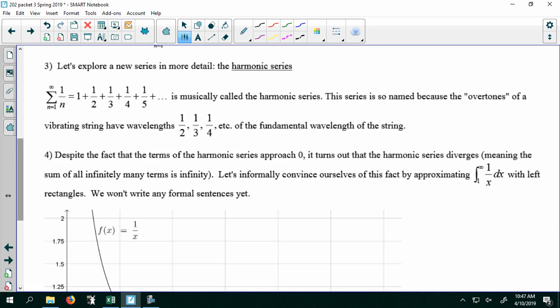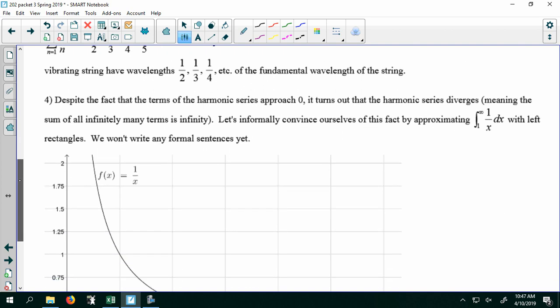All right, let's look at an example where the terms do approach 0. This is called the harmonic series. It's 1 plus a half plus a third plus a fourth plus a fifth. So the terms are going to 0, right? So let's investigate whether or not it converges. It's called the harmonic series because the, quote, overtones of a vibrating string have wavelengths of a half, a third, a fourth of the fundamental wavelength of the string. Just a little tidbit there.